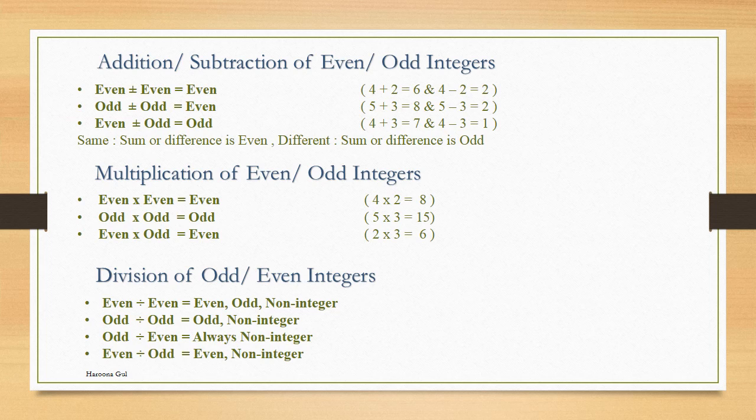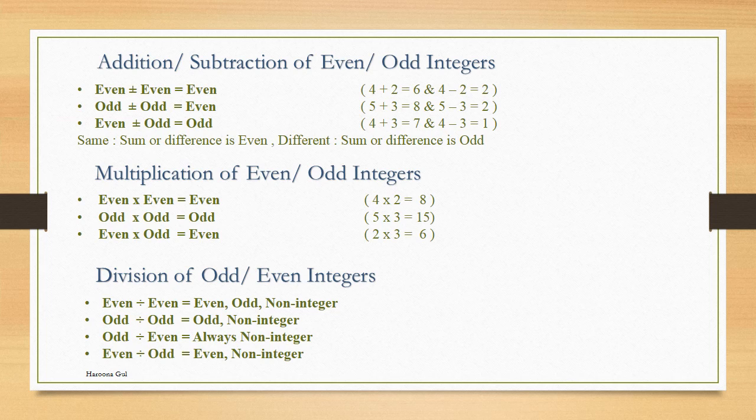In case of multiplication of even and odd integers, even into even integer is going to give us an even integer, but odd into odd is going to give us an odd integer. And even into odd integer is going to give us an even integer because of the factor 2.